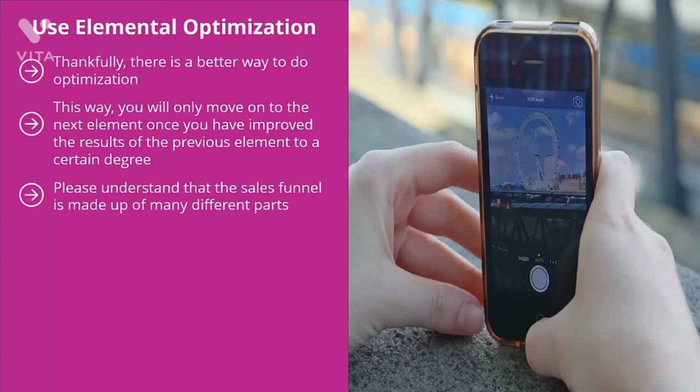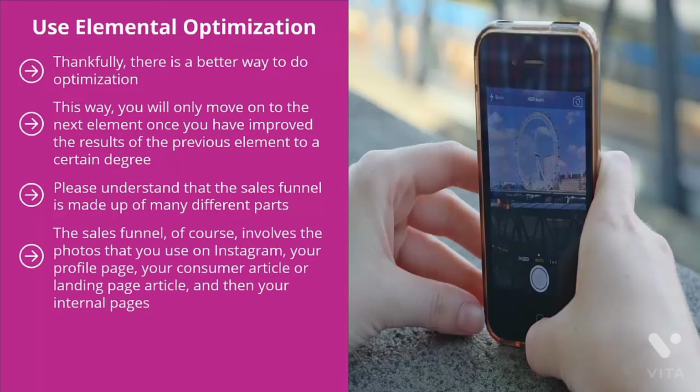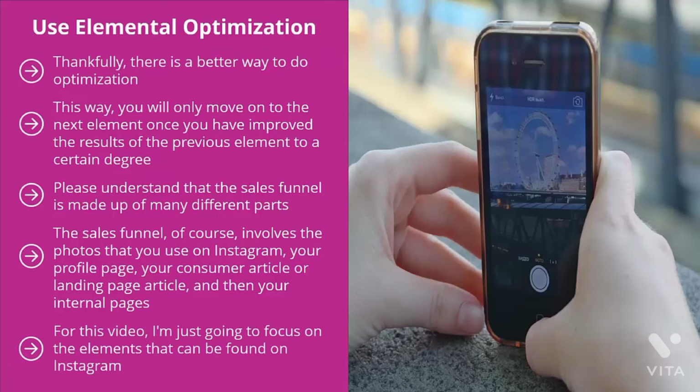Please understand that the sales funnel is made up of many different parts. Each of these have different elements, but they can all be broken down into some common elements. The sales funnel, of course, involves the photos that you use on Instagram, your profile page, your consumer article or landing page article, and then your internal pages. Each of these have to be optimized, and each of these have separate elements within them. For this video, I'm just going to focus on the elements that can be found on Instagram. You can use the same element-by-element analysis to optimize your squeeze page, your consumer guide page, and other elements on your own website.